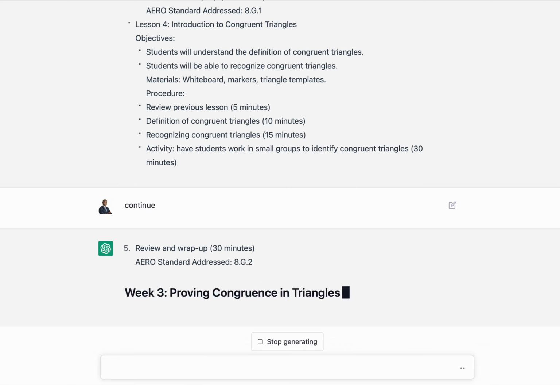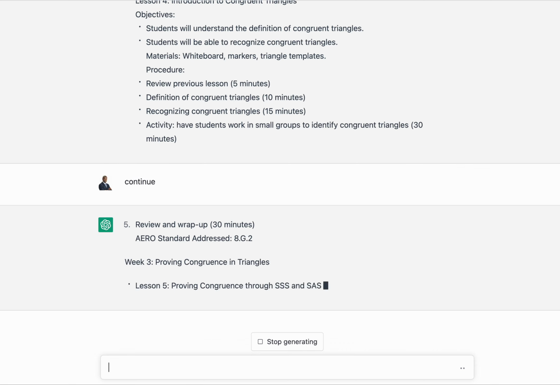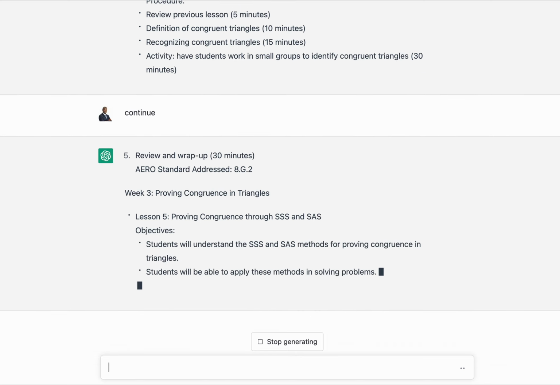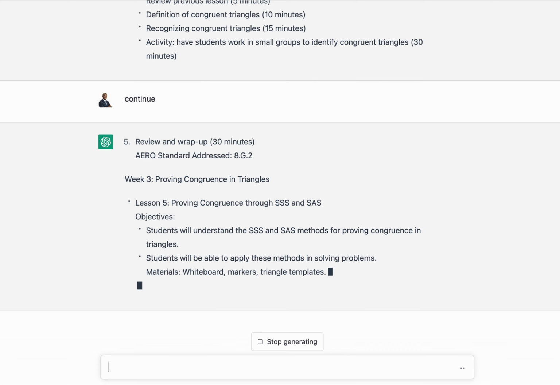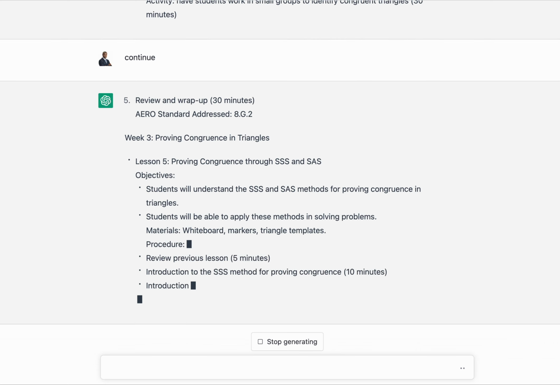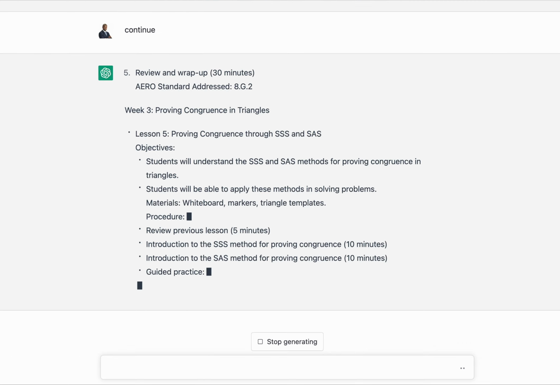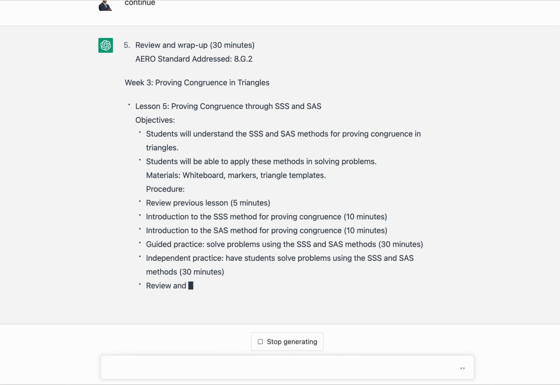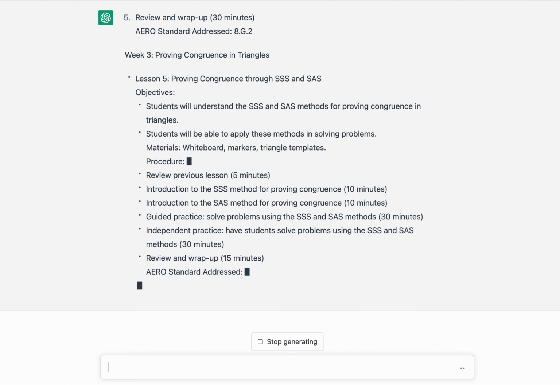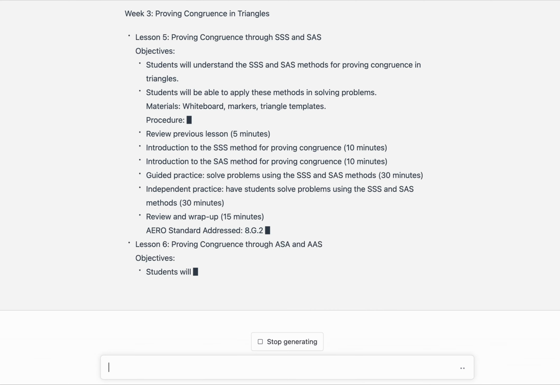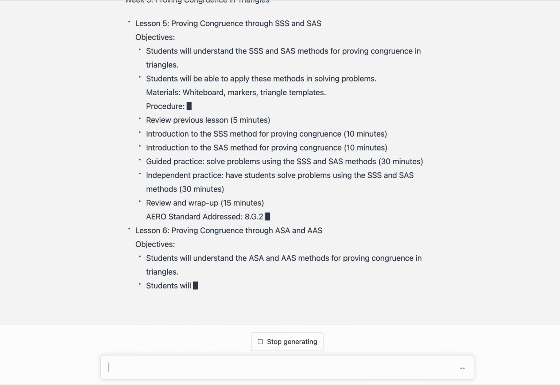So I've just asked it to continue, and it has now gone into week 3. It has reviewed and wrapped up 30 minutes, and it's gone into the next one. So I think maybe it thinks it can stop. I don't know what was happening there, but because I've asked it to continue, it just carried on, right? And it just picked up 8G2, and it's doing exactly what it would have done. So maybe I should have selected continue before, and I just tried continue just now. I didn't know that it would have done that.